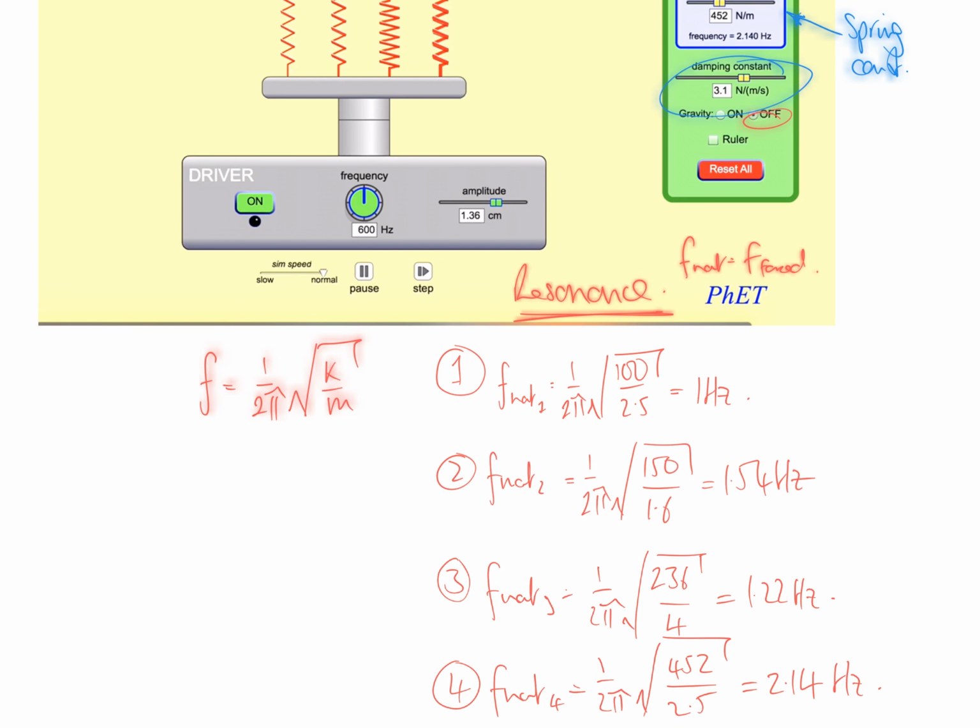So you can do that for yourselves. Plug those numbers in to make sure they work, and then appreciate that when the forced frequency equals the natural frequency, then we have a large amplitude. And that is called resonance.